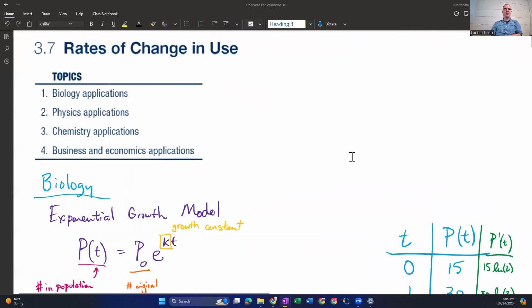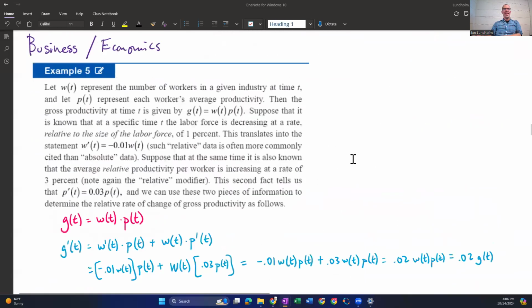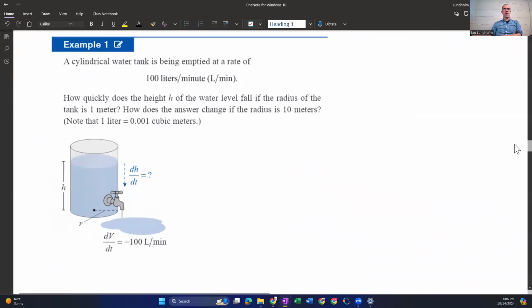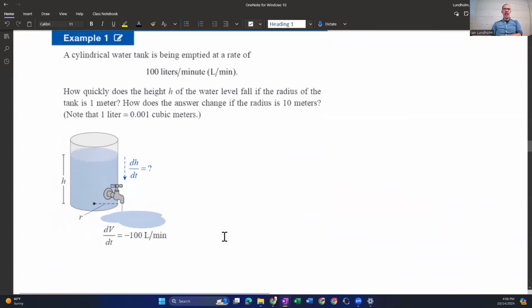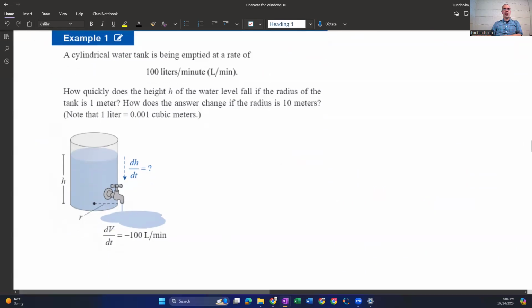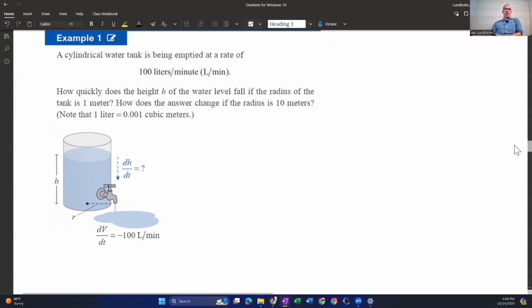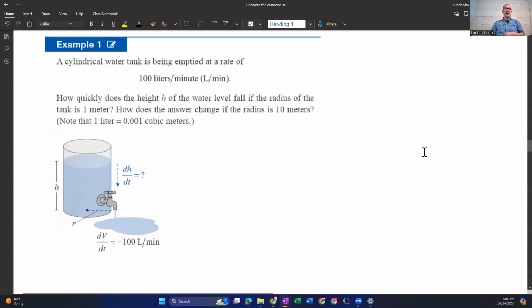There are many more. And now we get to get into good stuff. Let's go to section 3.8 and work on some related rates. Here we are going to be changing things with respect to time, and relating different rates together. We're going to be interested in understanding how one thing changing affects another thing changing.